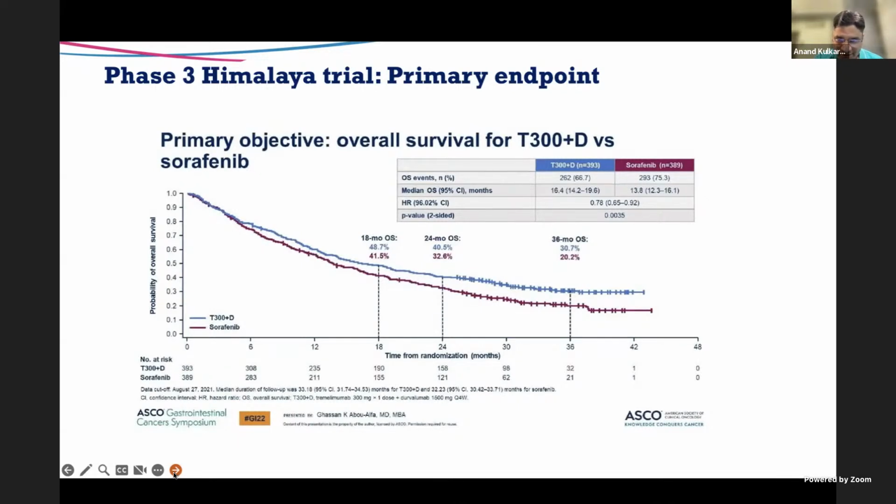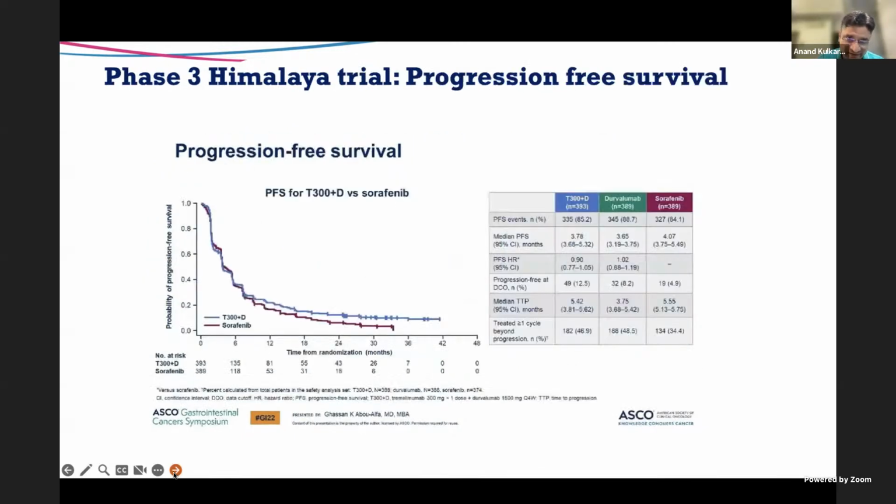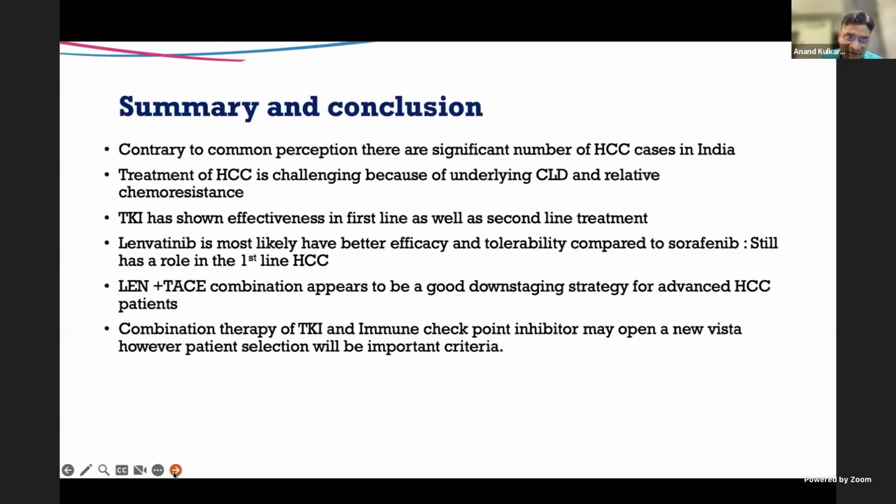Overall survival was better with a single dose of tremelimumab followed by durvalumab every 4 weeks, 16 months versus 14 months, and the p-value was quite significant. The progression-free survival again was better in the combination group compared to sorafenib alone or durvalumab. The median progression-free survival, the HR has crossed, and it is probably the OS which is significant, not the PFS.